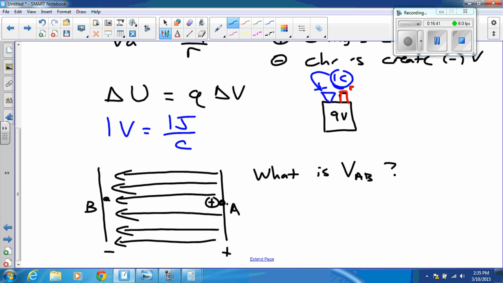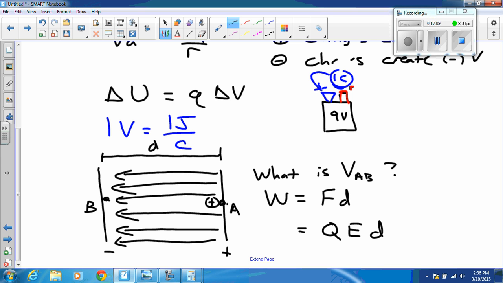When I put a positive charge here at point A, does everybody agree that that positive charge is going to go this way? It's going to gain kinetic energy. Where is it going to get that kinetic energy from? From the loss of potential energy, right? So we can say that if these plates are separated by a distance d, the work that is done is equal to force times distance. And force is equal to charge times field, as always. The work that is done is equal to the amount of kinetic energy gained, which is equal to the amount of potential energy lost.